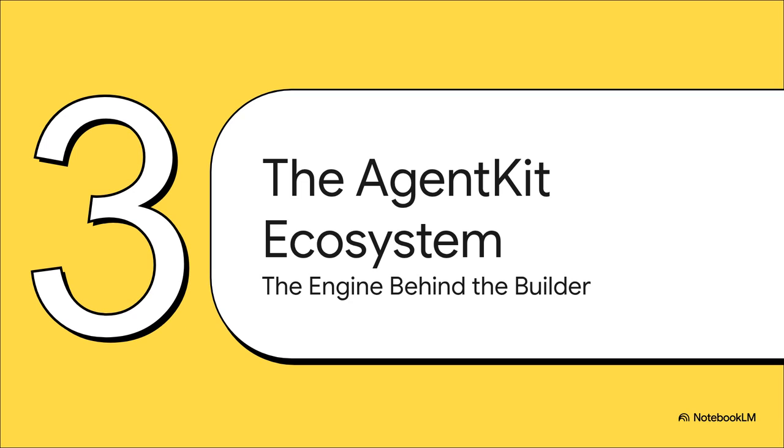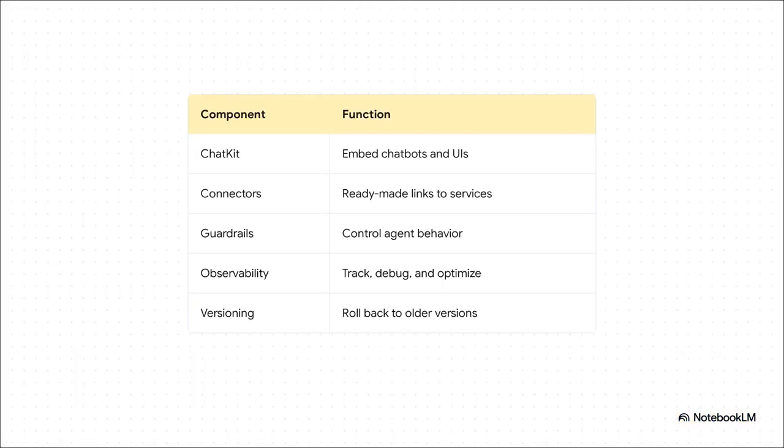So let's take a quick peek under the hood at the components that make all this possible. AgentKit provides this full suite of professional-grade tools. You've got components like ChatKit to actually embed the AI into your apps and connectors to link up to popular services. But crucially, it also includes tools for control and safety, things like guardrails to set the rules, observability to track performance, and versioning so you can easily roll back if something goes wrong.